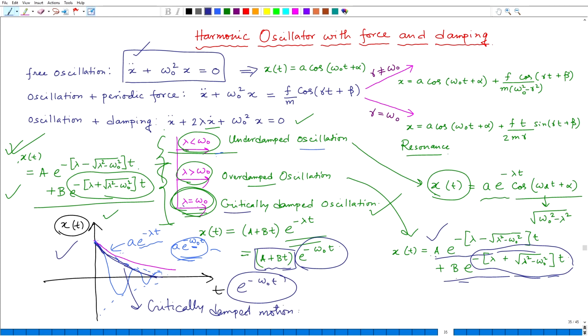So, what we have seen, though a little bit counterintuitive, is that critically damped motion damps much more quickly than even overdamped motion. Underdamped motion we can even forget now. Even with respect to overdamped motion, critically damped motion decays much more quickly.